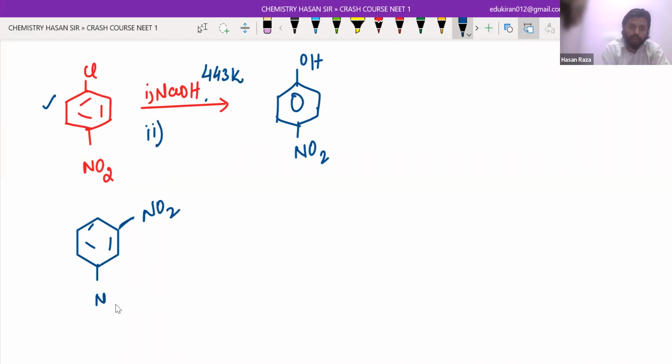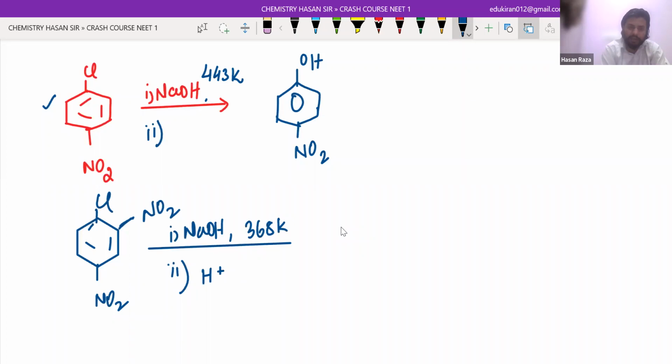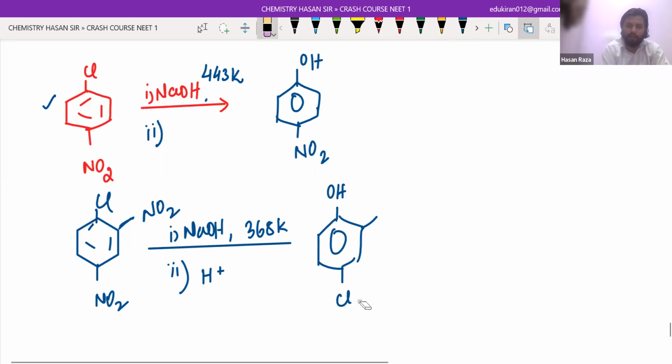You can see NO2 is there. It makes it more reactive, and you can see the condition is NaOH. You are going to add NaOH at 368 Kelvin. That means lesser than 100 degrees centigrade, followed by acidification. Then you will be getting this product. And again, oh wait a minute, this is not chlorine. This is NO2. This product.